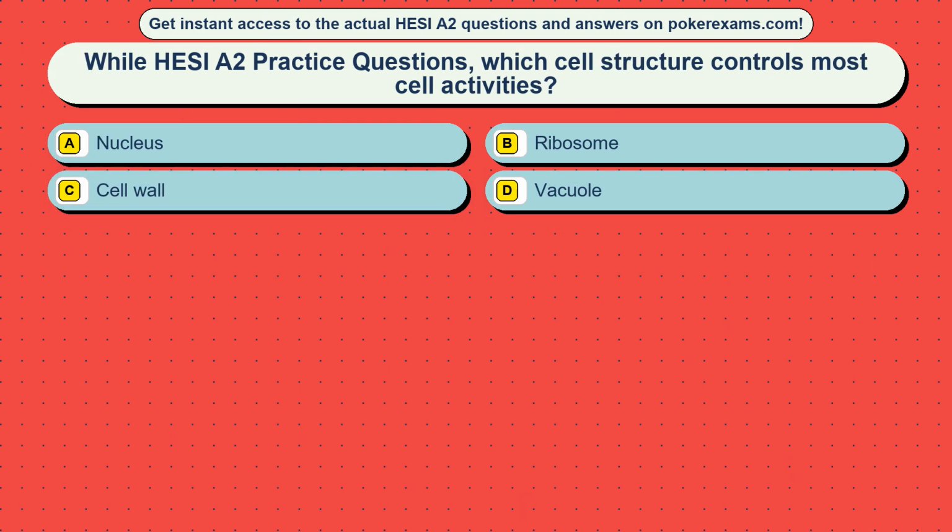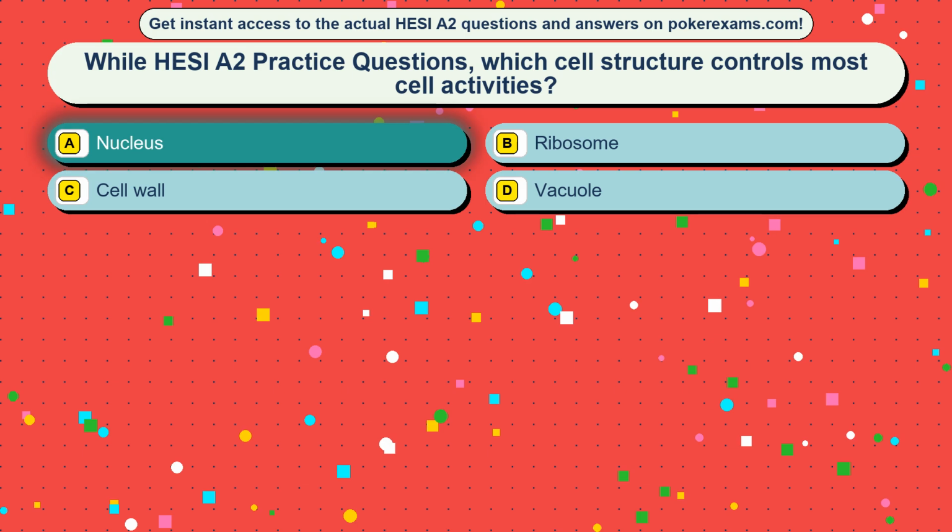Question 37. While HESI A2 Practice Questions, which cell structure controls most cell activities? Option A, nucleus. Option B, ribosome. Option C, cell wall. Option D, vacuole. The correct answer is option A, nucleus.